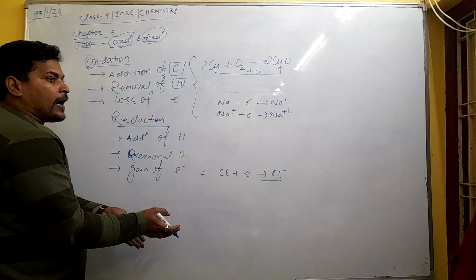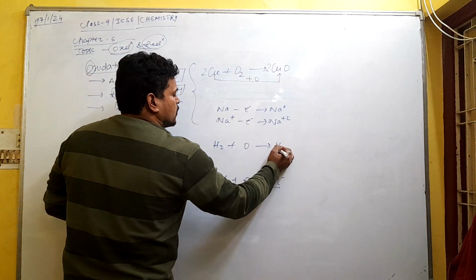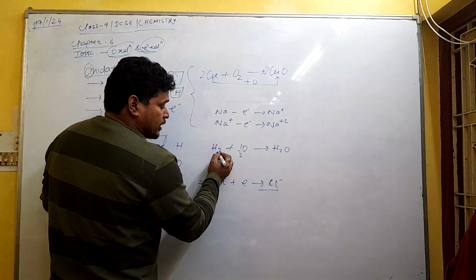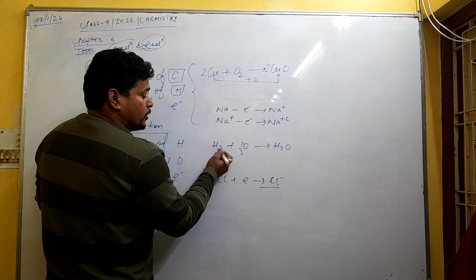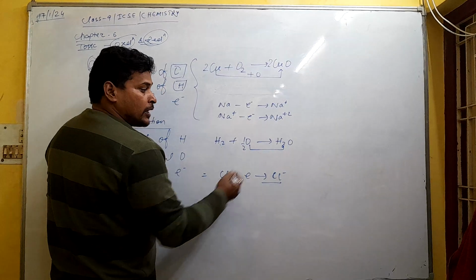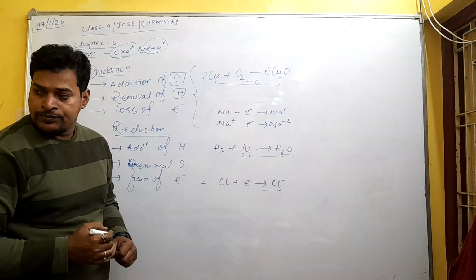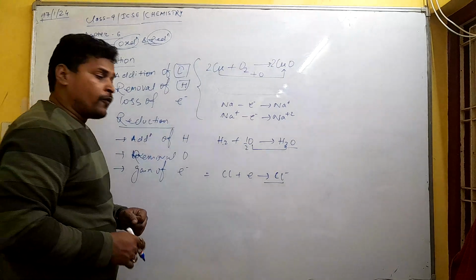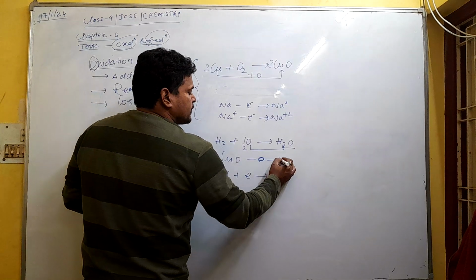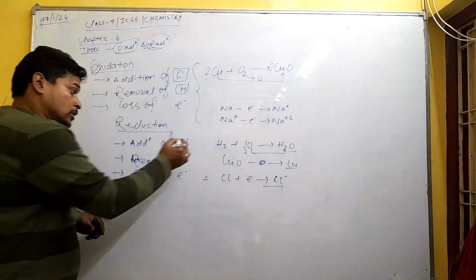Similarly, addition of hydrogen: H2 plus O gives H2O. But it is going to be half O2, then it comes to be H2O. Here hydrogen has been added to oxygen. That's why it is a case of reduction. Next, removal of oxygen: CuO minus O gives you Cu. Then it is a case of reduction.